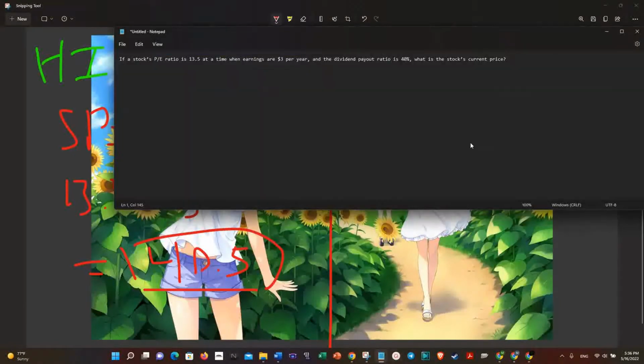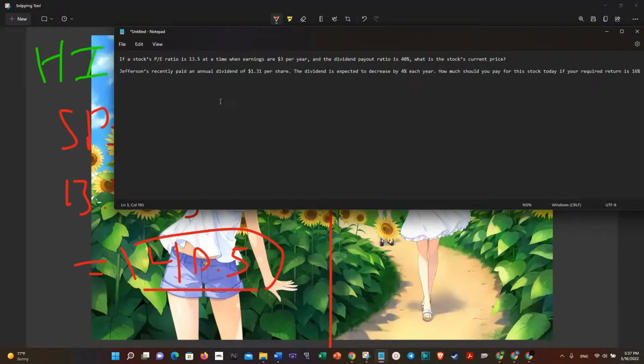So let's open the notebook again. Jefferson recently paid an annual dividend of $1.31 per share. The dividend is expected to increase by 4% each year. How much should you pay for this stock today if your required return is 16%?